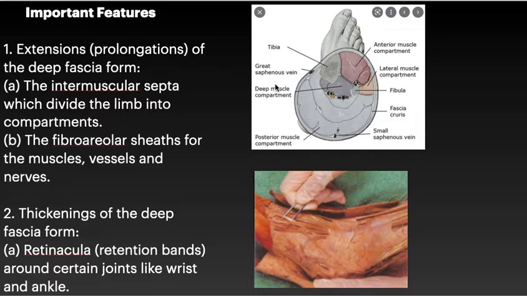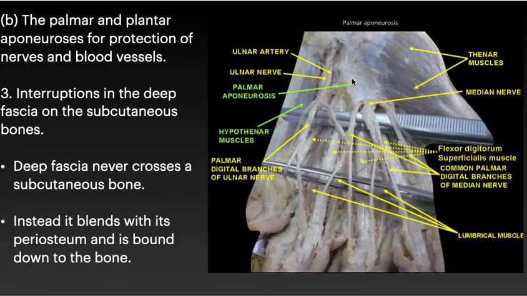Now, prolongation of the deep fascias are basically forming the intermuscular septum, which is dividing the limb into compartments, the fibro-aponeurotic sheath of the muscles, vessels, and nerves. The thickening of the deep fascia is forming retinacular or the retention bands around certain joints like the wrist and the ankle. Also forming the palmar aponeurosis and the plantar aponeurosis in the foot for the protection of the nerves and vessels.